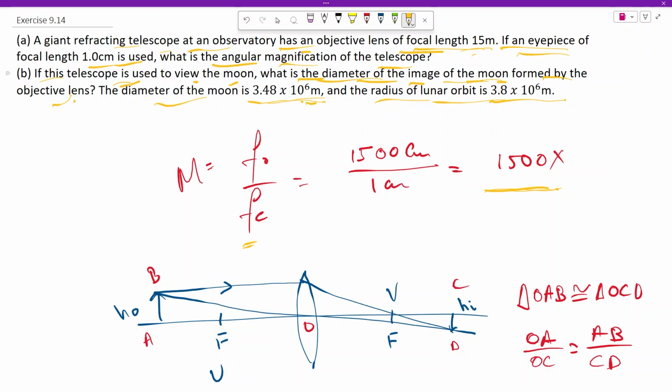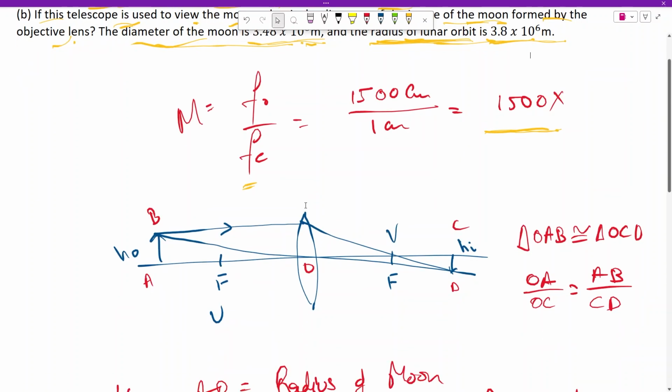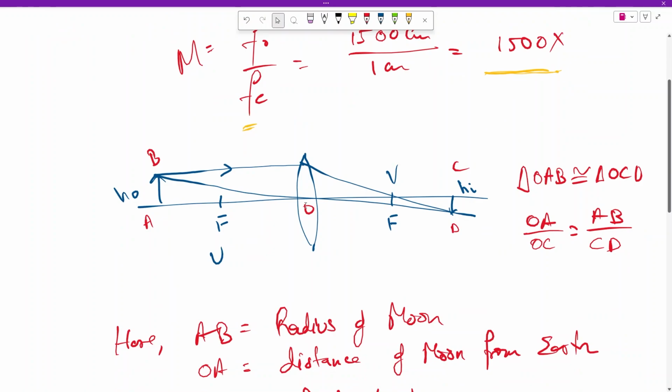Now the second question is asking what would be the diameter of the image of the moon, given the diameter of the actual moon and the distance of the moon from the Earth, that is the lunar orbit, the orbit in which the moon rotates around the Earth, that is 3.8 into 10 to the power 6 meter. So here let us revisit the ray diagram formed by the convex lenses.